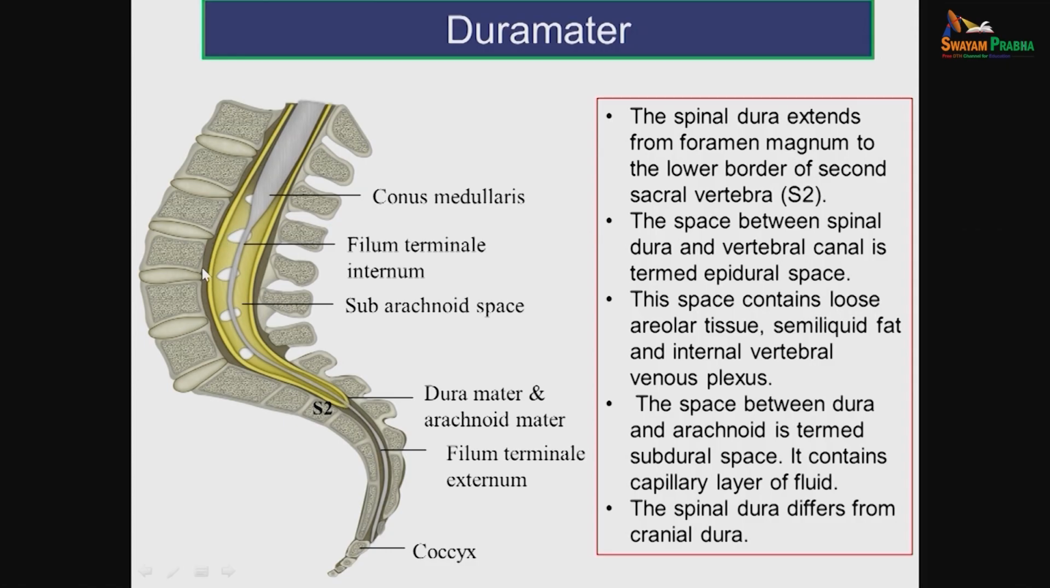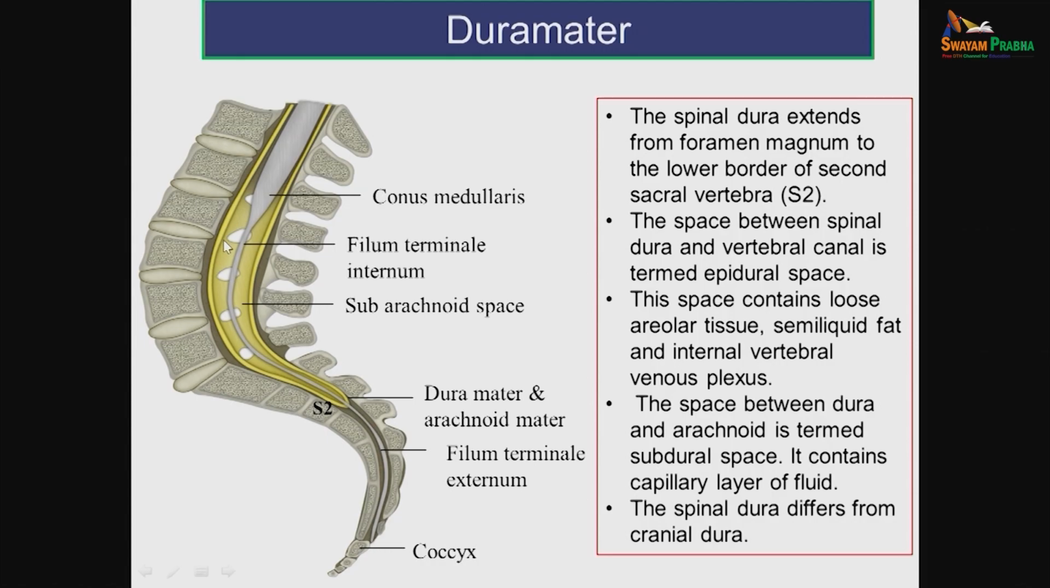The space between the dura mater and the vertebral column, this space where I am pointing, is called the epidural space. The epidural space contains loose areolar tissue, semi-liquid fat and also the internal vertebral plexus. It is a venous plexus. The space between dura and arachnoid is called the subdural space, which contains a capillary layer of fluid.